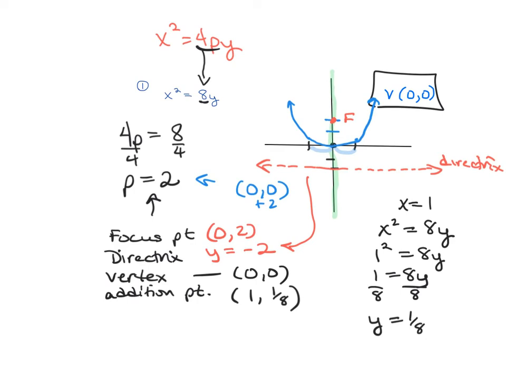So you're going to need to find the p-value, because you're going to use that p-value to find your focus point and your directrix. You also need to find the vertex, and then one additional point that is going to be graphed on your parabola. Sometimes when it's these crazy fractions, you'll just approximate where you're going to put it, but then label it and tell me what ordered pair you've graphed here. And then this one will be (-1, 1/8). Let's try the next one.